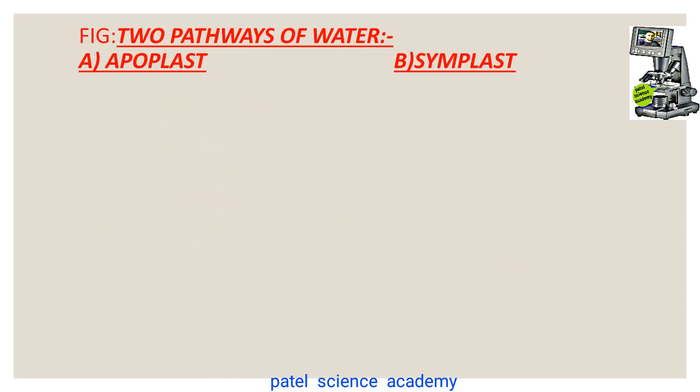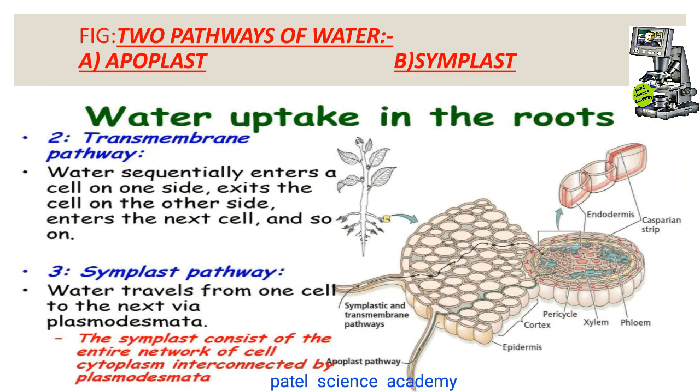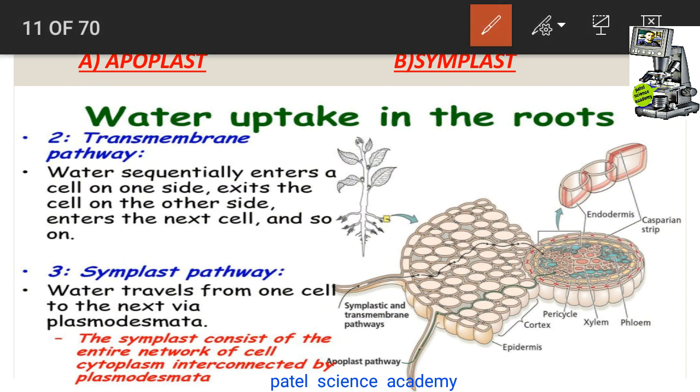Now students, we will go through the two pathways of water, how water travels in the root. It travels by two pathways, that is the apoplast and the symplast. Water uptake in the root takes place by these two pathways, apoplast and symplast. Then the transmembrane pathway, here you can see the transmembrane pathway.